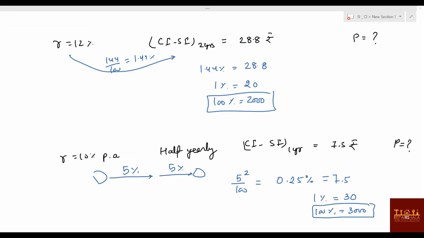So what we have seen till now is the basic difference between SI and CI, and we have seen some cases based on that. We will see one more case, and that is a very important case. Questions are asked directly based on that case. So remember that model, as it will be useful for your further questions.